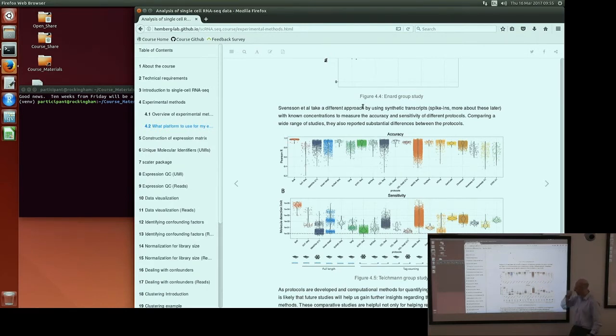Then they used two different measures, the accuracy and the sensitivity. We don't need to go into exactly how they are defined, but here you want to have a high accuracy, and the sensitivity is in terms of the molecular detection limit, so it tells you how many RNAs you needed to have present from the start in order to be able to detect it. Ideally, you want something low. And as you can see, there is quite a big difference, especially on the sensitivity, between the different protocols. So again, this is important to be aware of when you're designing your experiment.